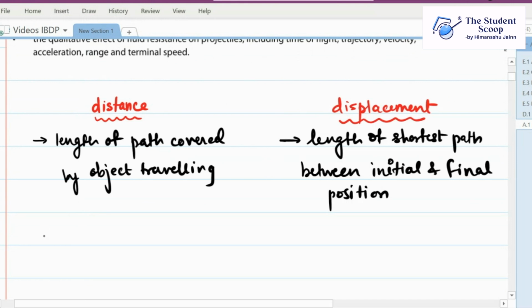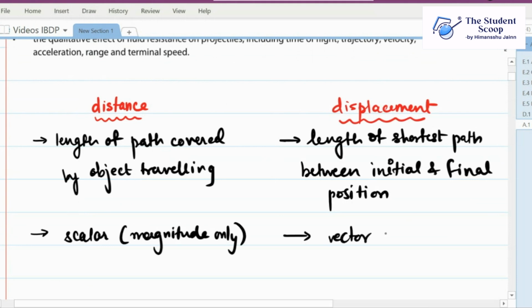Okay, now one more difference is this. Distance is a scalar quantity, which has only the magnitude, and displacement is the vector quantity, which has magnitude and direction.